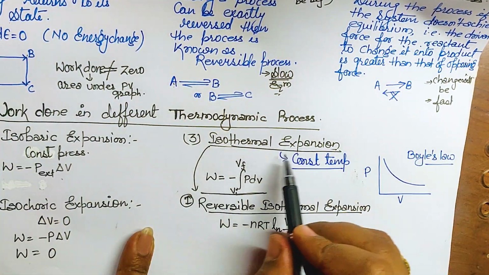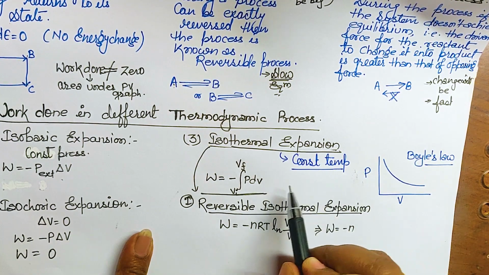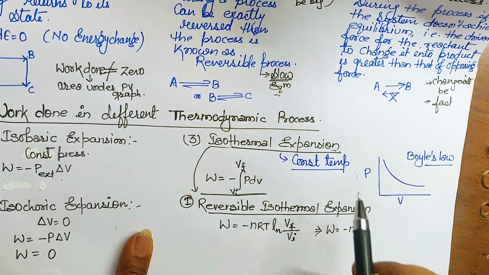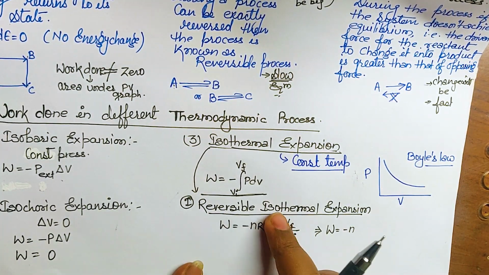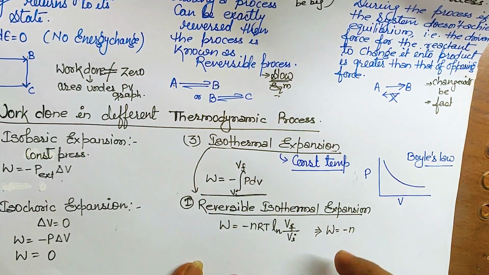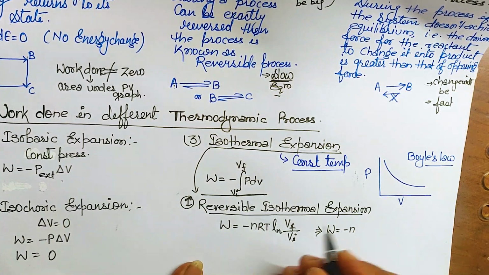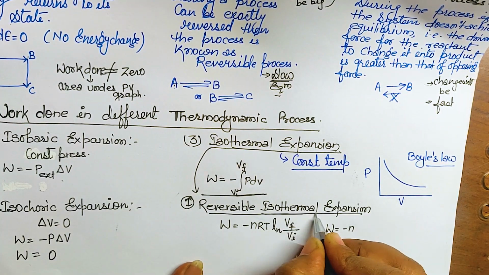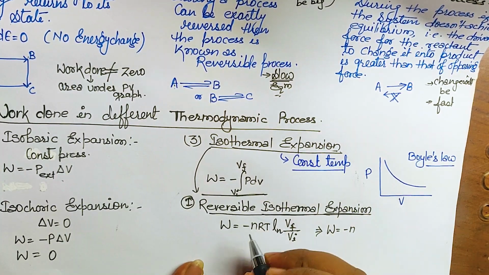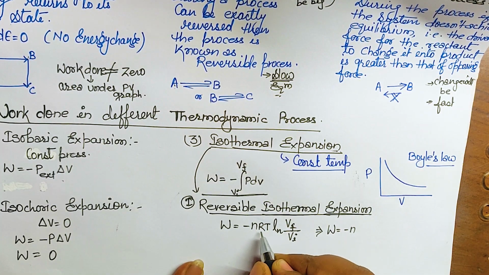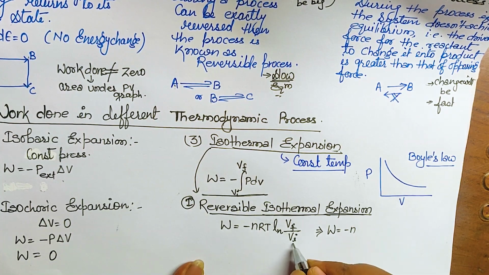So in isothermal expansion, what will it be? The temperature is constant. This is reversible isothermal expansion. And the formula is the formula for the isothermal. Whenever you see isothermal expansion, use this formula. Got it? So W is equal to minus nRT ln, this is natural logarithm, V final upon V initial.